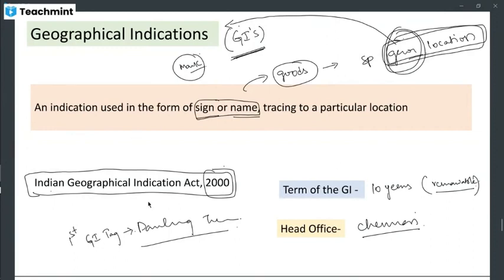This is the information about your GI, right? The name itself indicates that whatever goods are manufactured in a particular geographic location will have a specific recognition in the form of GI. According to the Indian Geographical Indication Act 2000, the period of protection for a GI is 10 years, and it can be renewed from time to time. The head office is located at Chennai.